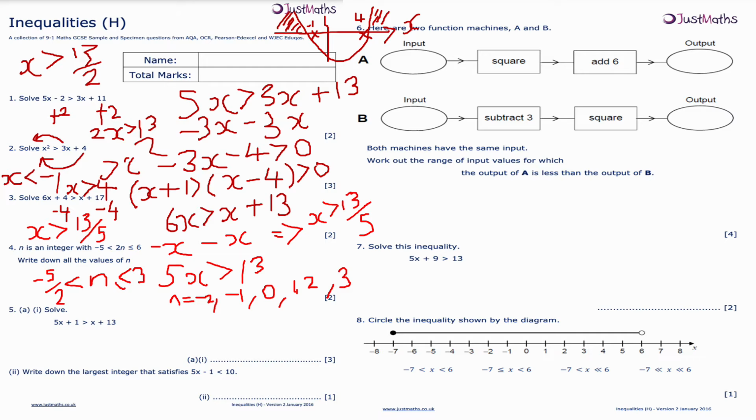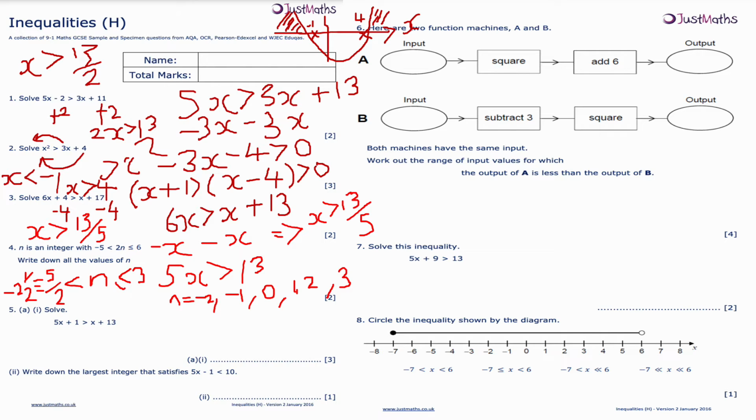n can't be equal to -3 because it has to be greater than -5 halves. Remember that -5 halves as a mixed number is -2.5. So obviously -2.5 is bigger than -3, so n can't be equal to -3. Okay, but that's my inequalities.